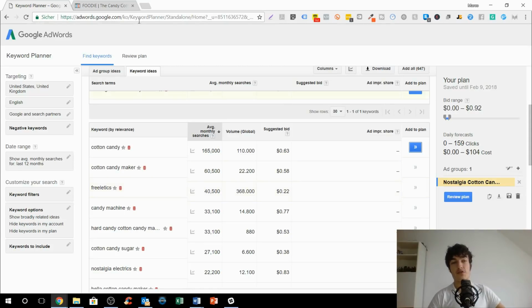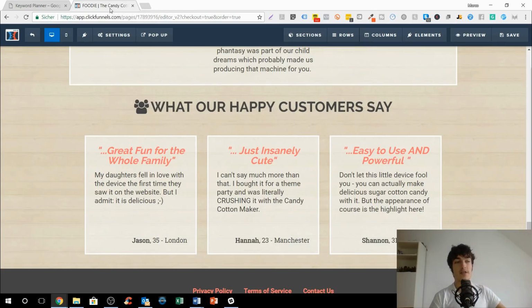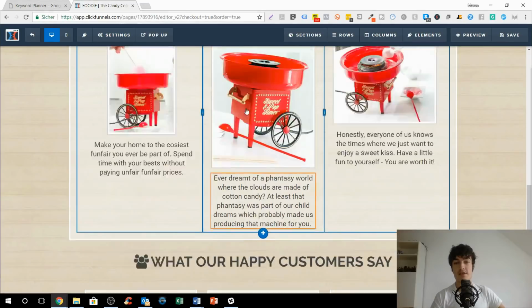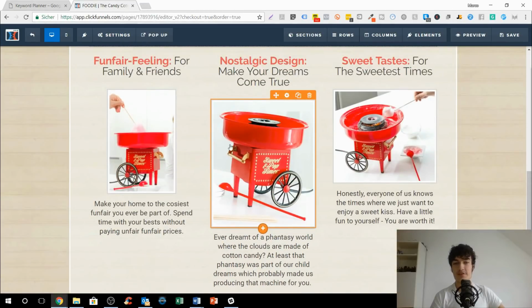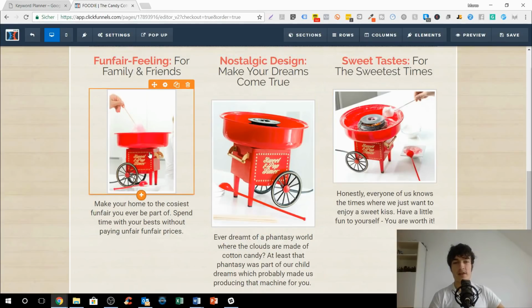And the way you can approach this whole thing now is you have two layers of relevance. The first one is super targeted, which in our case would be everything related to nostalgia, cotton candy, because this is essentially what it is. This isn't like a modern high-tech machine. This is some nostalgia kind of thing.